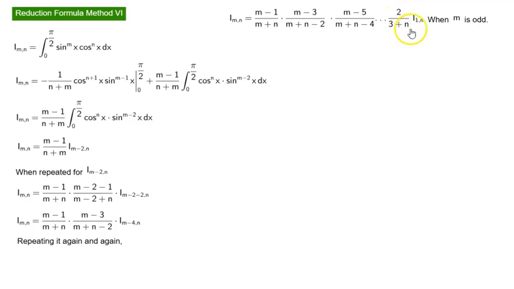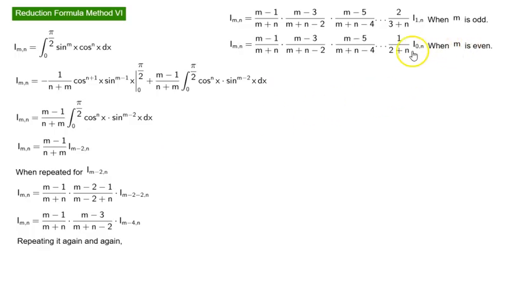Now we will reach this and we will have I sub 1 comma n when m is odd. When m is even, same thing. The only thing is the last factor will be 1 by 2 plus n times I sub 0 comma n. So now we have to figure out I sub 1 comma n and I sub 0 comma n.